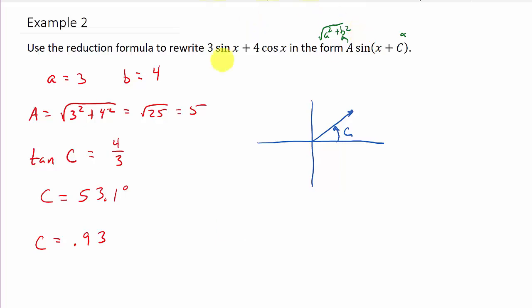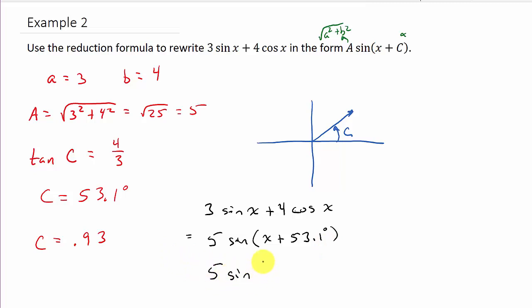So we're going to get 3 sine x plus 4 cosine x is equal to A, which is 5, sine of x plus our angle C, which is 53.1 degrees. And then if we write that in radians, that's going to be x plus 0.93. So this is your answer with the angle in degrees, and this is your answer with the angle in radians.